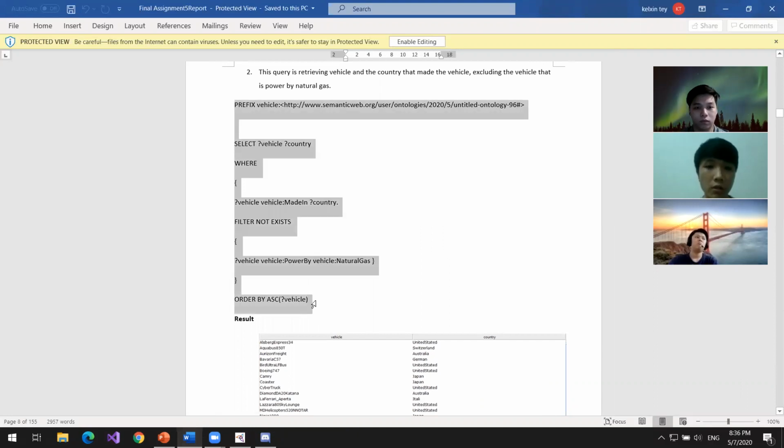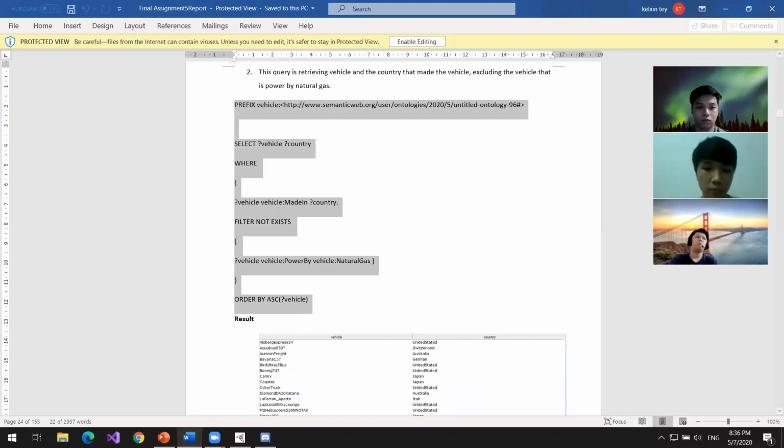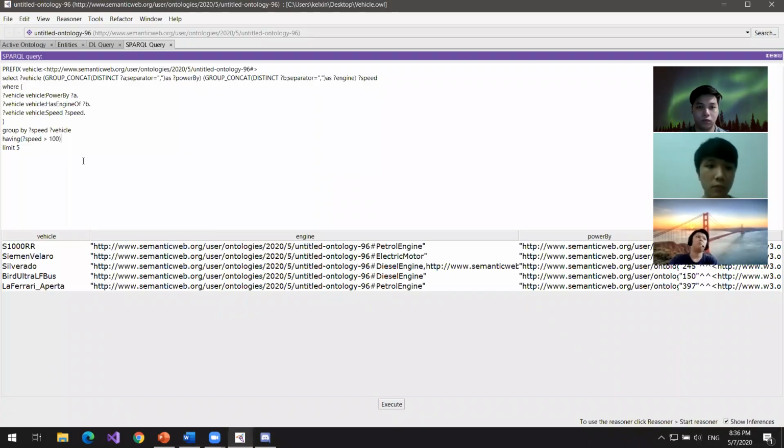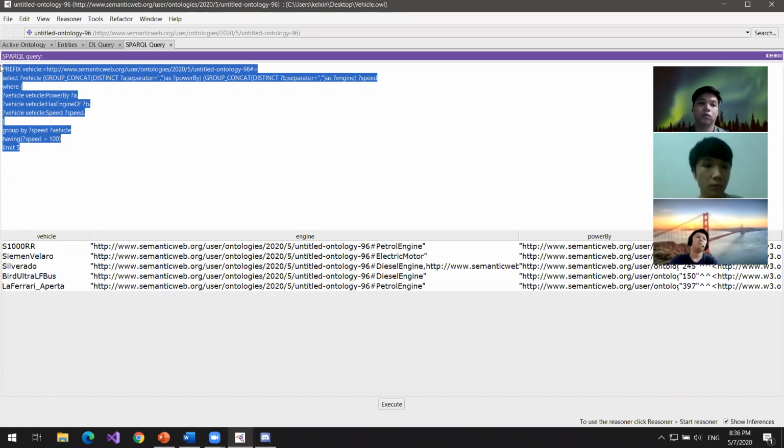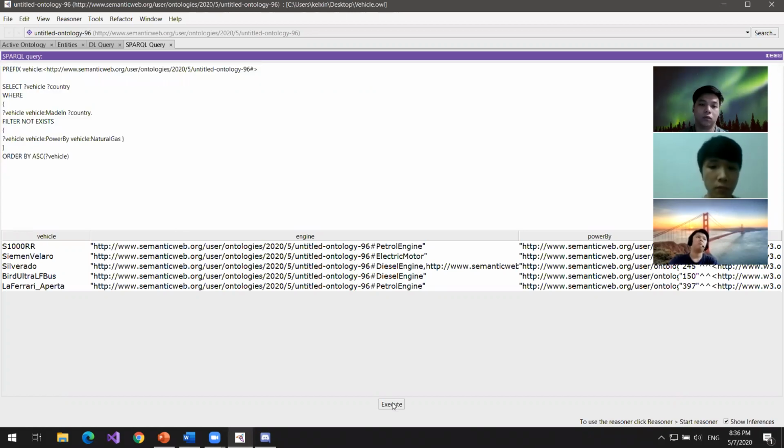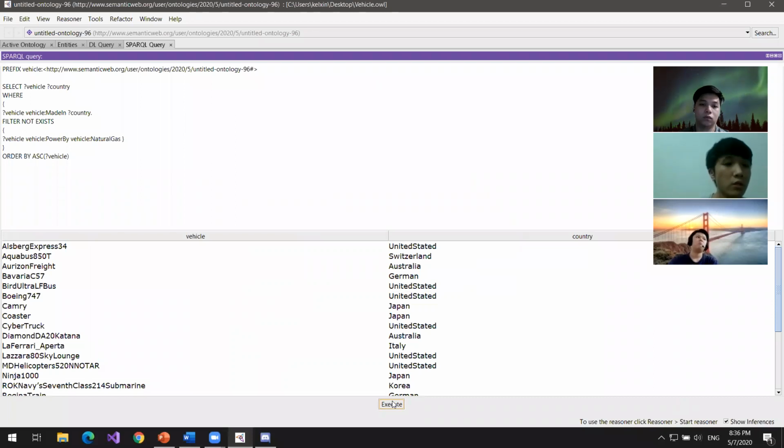So this is the second query. In this query, we are using the filter not exists to filter out the vehicle that is powered by natural gas. So which means the vehicle that is powered by natural gas is not shown in the result, and the result is ordered by ascending order with the vehicle name.